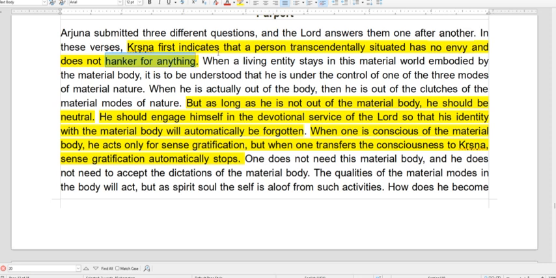Okay, so when this envy goes away from the heart and we are not hankering, looking out anywhere, when we are looking within, such a person is above the three modes. That is the symptom. Okay, now can you give me examples from the Shastras?